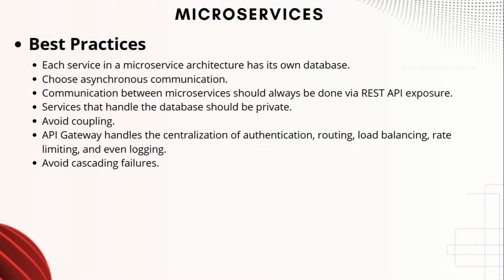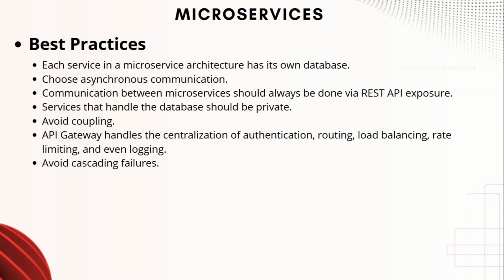And the best practices for microservices. Each service in a microservice architecture has its own database. Preferably use asynchronous communication. Communication between microservices should be done through REST API exposure. We should avoid coupling. The API gateway should centralize authentication, routing, load balancing, rate limiting, and logging. Everything should happen within it. It is like a Swagger.